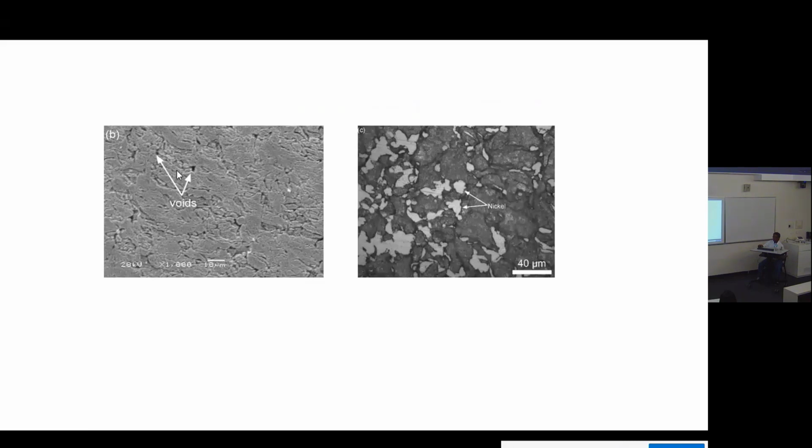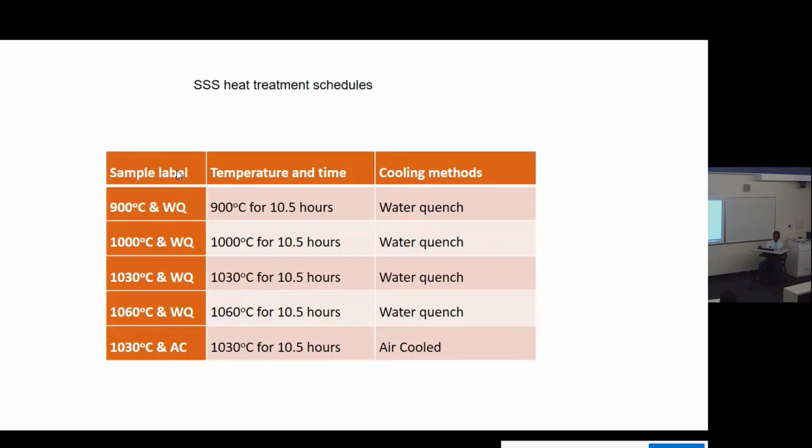So the next step is to try different heat treatments. These were heat treated for different times, and all of them were water quenched, and you can see it went all the way up to 1060 degrees Celsius for nearly 10 hours. And then there was also one that was heated to 1030 degrees Celsius, but air cooled. So you'll see what happened.